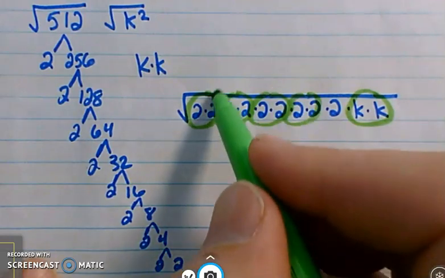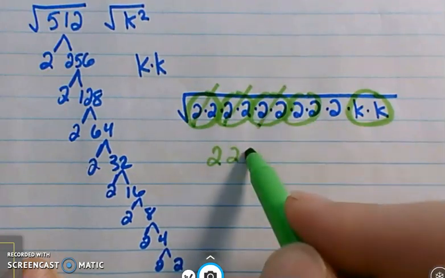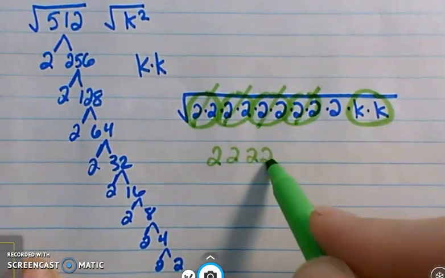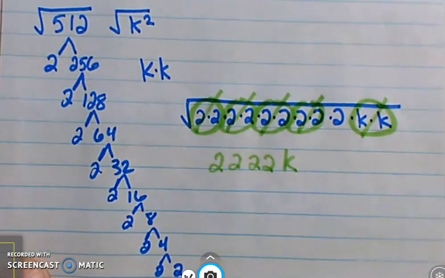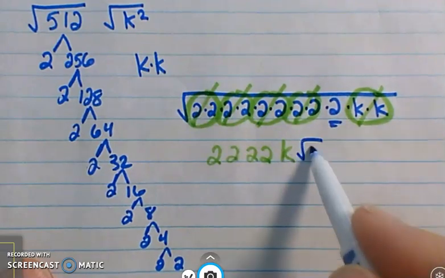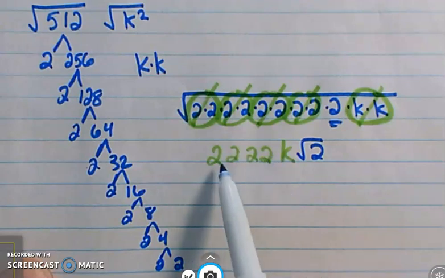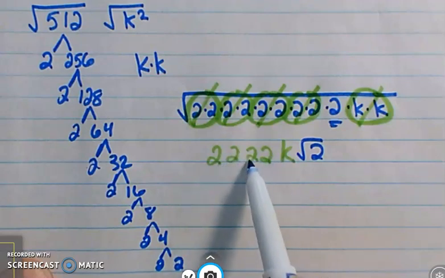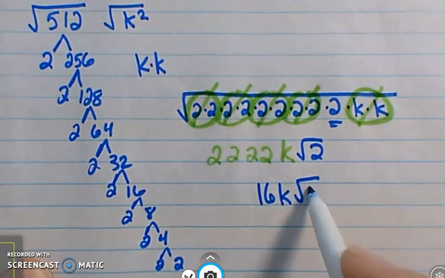So I'm going to take all those out. There's a 2. There's a 2. There's a 2. There's a 2. And there's a k. And what I have left out of all of that stuff that's left, that's only the 2 that's left. So 2 times 2 times 2 times 2 is 2 times 2 is 4, times 2 is 8, times 2 is 16, k radical 2.